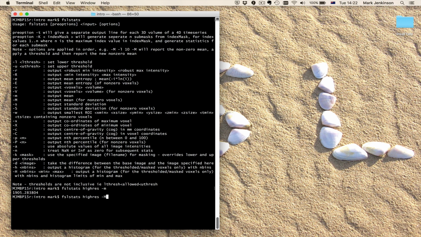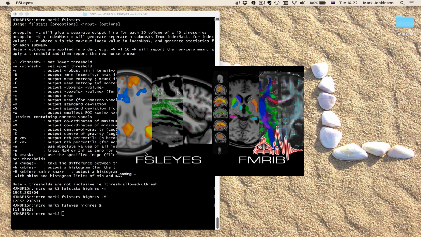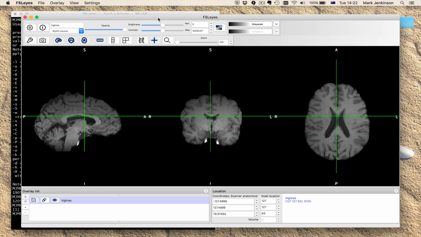If we did with minus capital M, then we get the mean value of only the non-zero voxels. So these values are very different. You can see that the first one is just under 2,000 and the second one is about 12,000, which if we have a look at the actual image in fslview, we can see why that is.